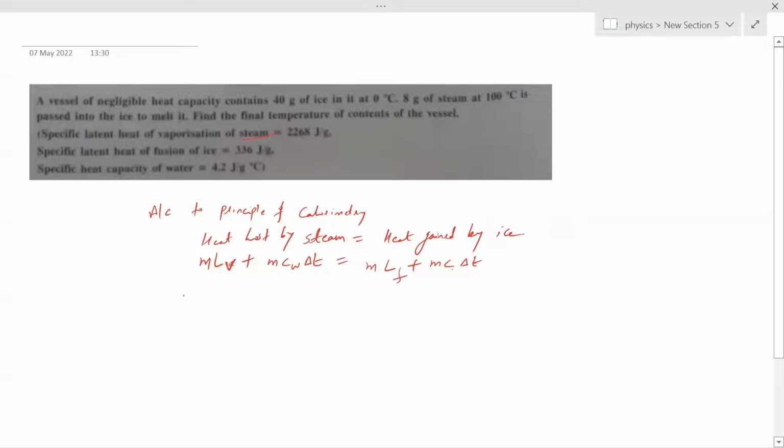Okay. So now tell me the values. M into latent heat of vaporization, that will be 8 into 2268, plus 8 into 4.2, perfect, into 100.